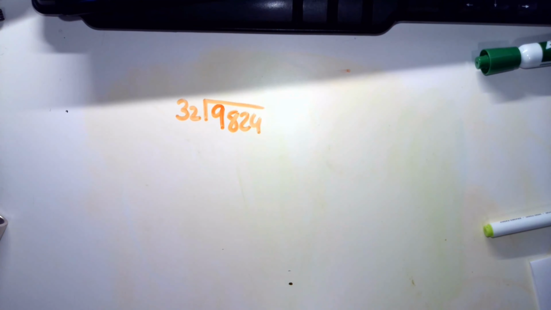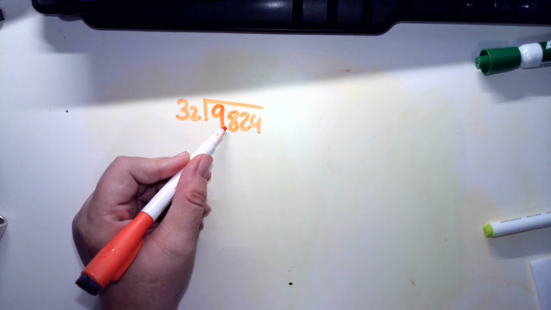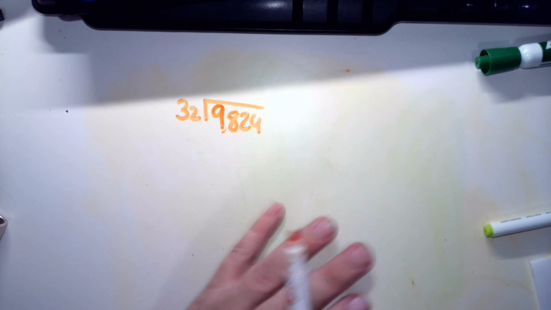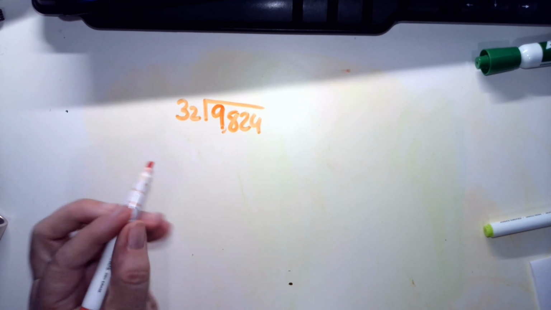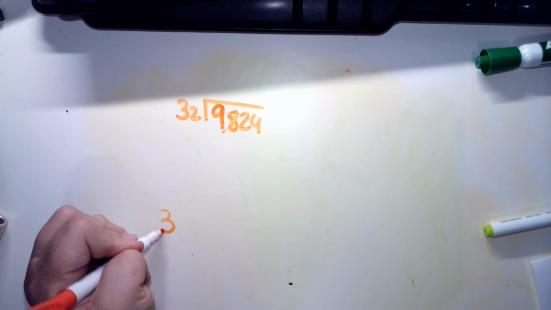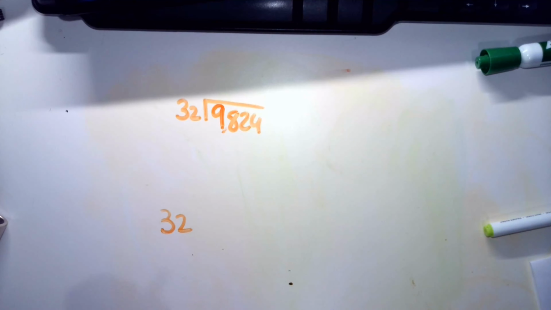Today we're going to learn how to do division using the area model. So I have 9,824 and I'm going to divide that by 32 using my area model. So what I do is I'm going to just put right over here a 32. And then I'm going to build a box.